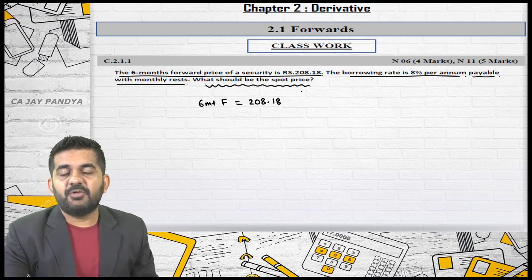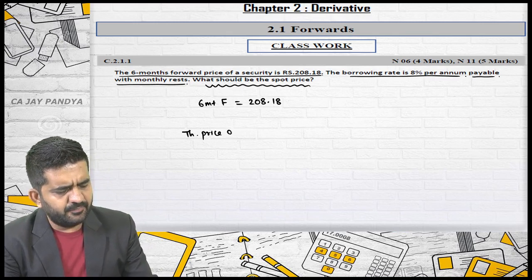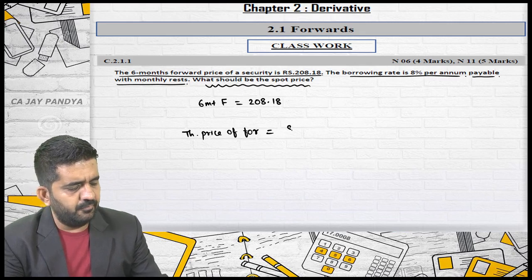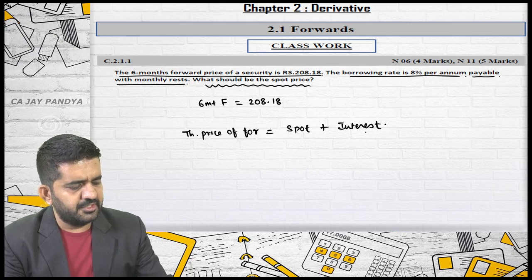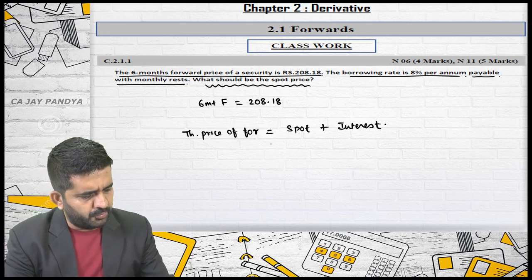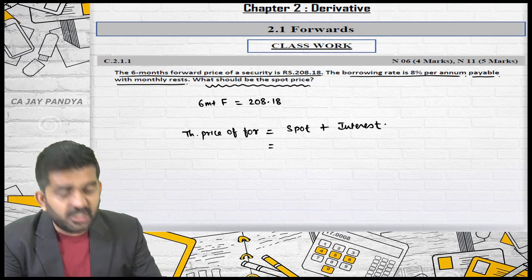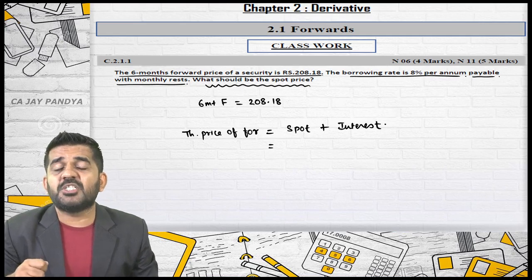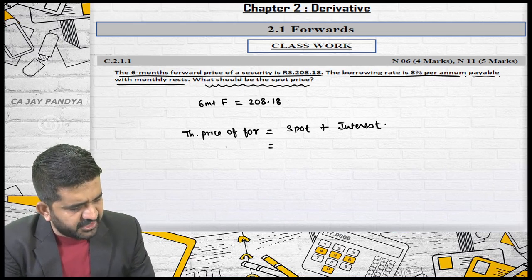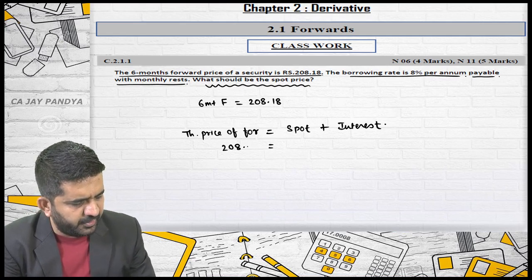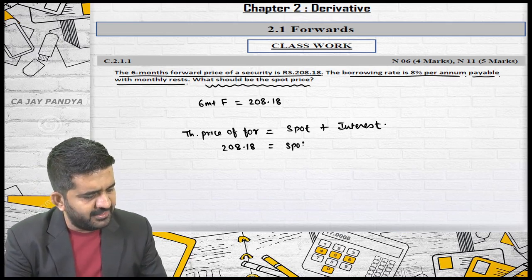Is it alright? We have understood the formula of theoretical price of forward. Theoretical price of a forward is equal to spot plus interest, because here no dividend is involved, so I'm just doing spot plus interest. What is the spot rate? That is not given. What is the forward rate? That is given. Actual forward rate is given, so I will be using the actual rate instead of theoretical, 208.18. What will be the spot price?